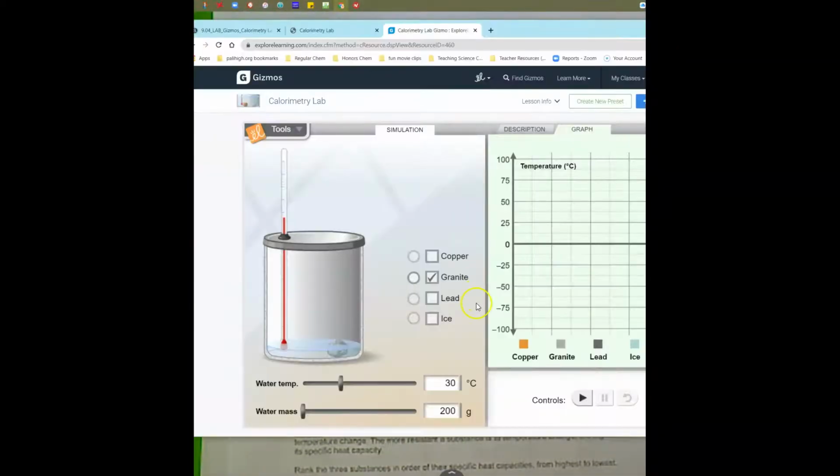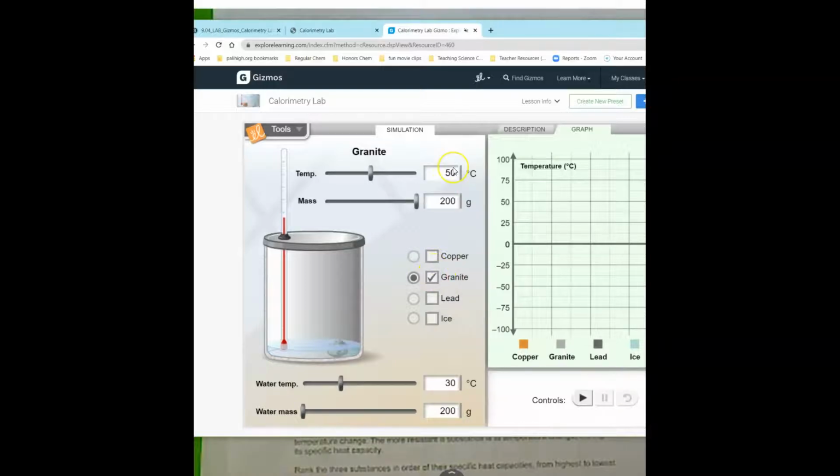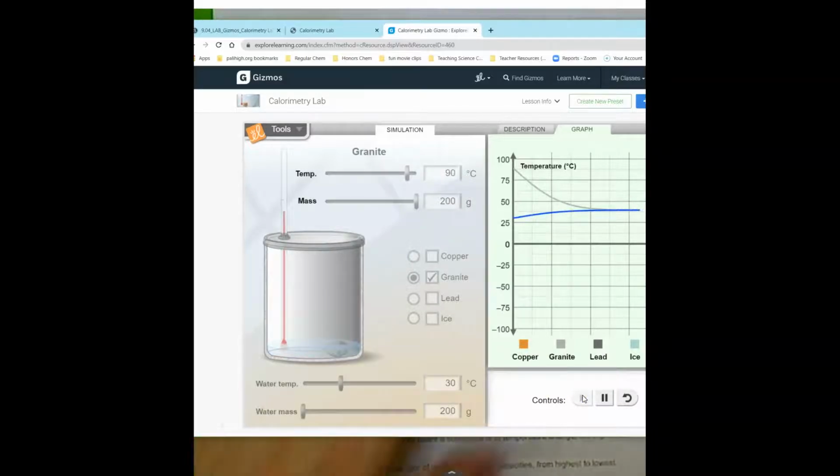So let's set it up. We're going to have granite. Let's see, it says start at 90 degrees, 200 grams, yes. 30 degrees, 200 grams. Okay, so let's test granite. We're going to push play and see what the final temperature is. Oh, I don't think I like my prediction. Let's see. No? Oh, yeah, 39.59. It was higher.